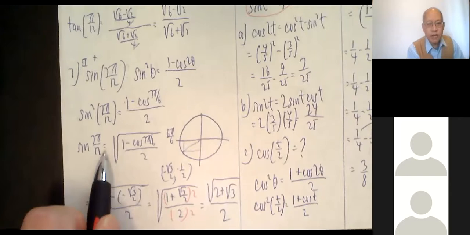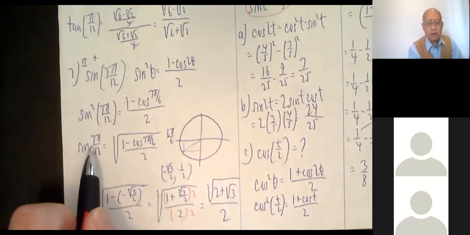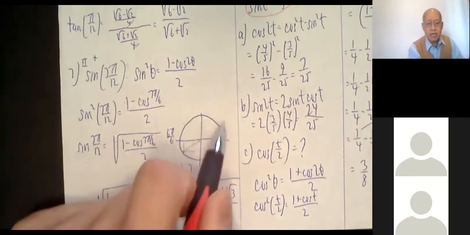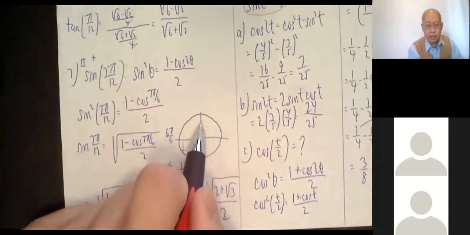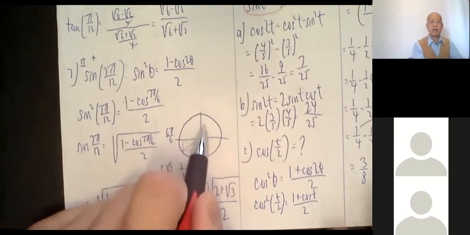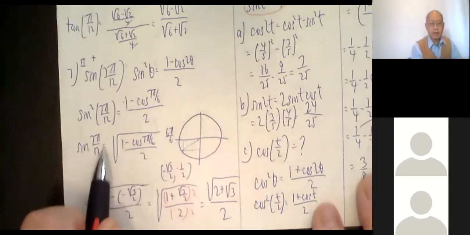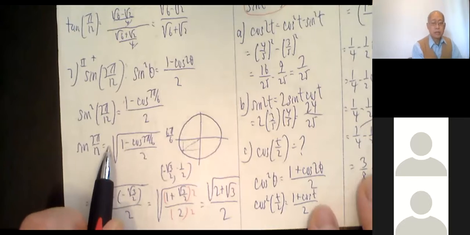Okay, and let me think of where 7 pi over 12 is. 6 pi over 12 is right here. So 7 pi over 12 is a little bit more. It's in the second quadrant, so it's positive. So I had to think about whether it's plus or minus here. Okay, so I want the positive.